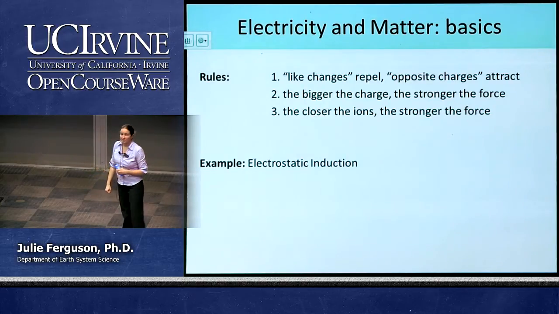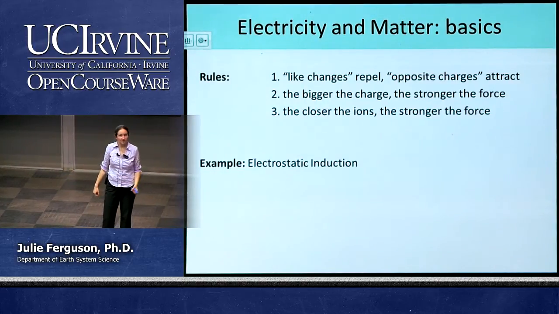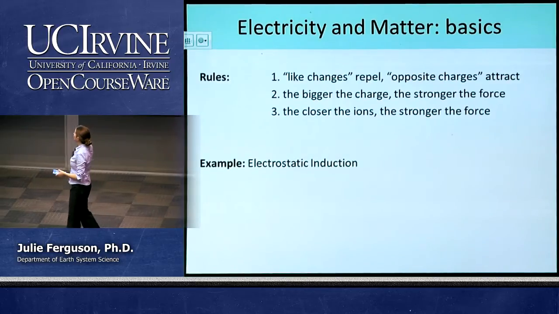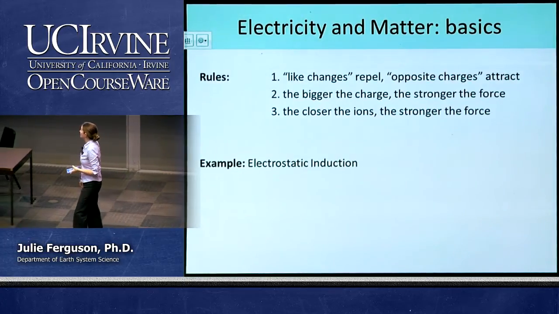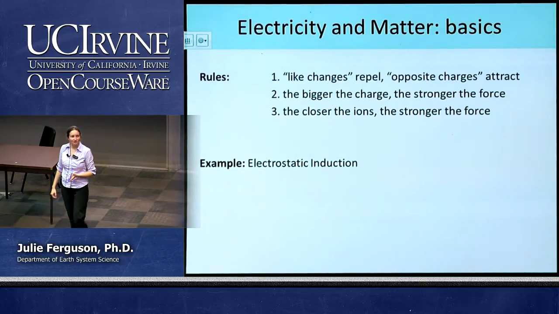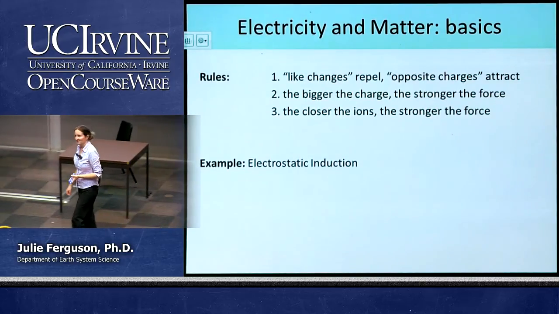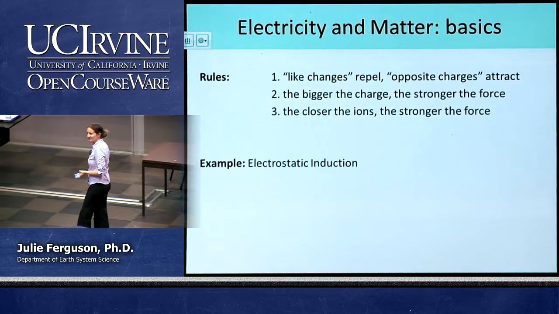The bigger the charge, the stronger the force. That's not surprising. The closer the ions, the stronger the force. So the closer they are to each other, the stronger an attraction they feel. And so my example here is electrostatic induction, and you have all done this at home. Does anyone know what I'm talking about?